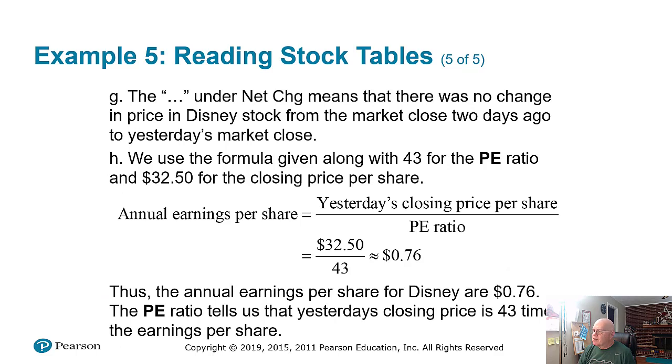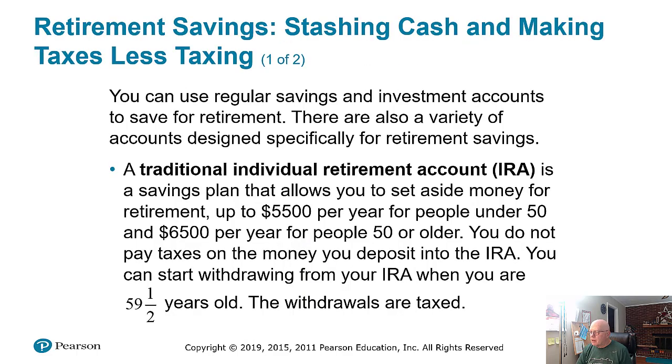And to get the price to earnings ratio, just put these numbers in. There's yesterday's closing price, there's price to earnings ratio, and there's your average earnings per share. Okay, we're getting close to the end. We've got two more things to talk about, two more quick things.